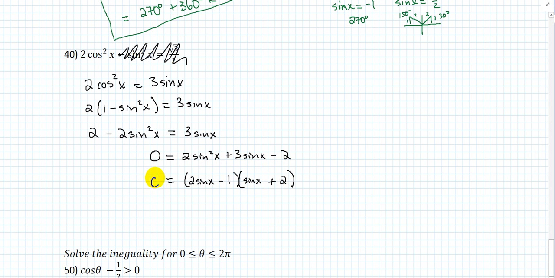If you didn't follow that, that's okay. What you want to be able to do is take 2x squared plus 3x minus 2 and factor it. There's different methods to factoring. You have to have one that's comfortable for you to do. So here we have sine x equals 1/2, and this is sine x equals negative 2. Which one of these is impossible? Give you 2 seconds. 1, 2. It's this one, not possible, because it's bigger than 1.